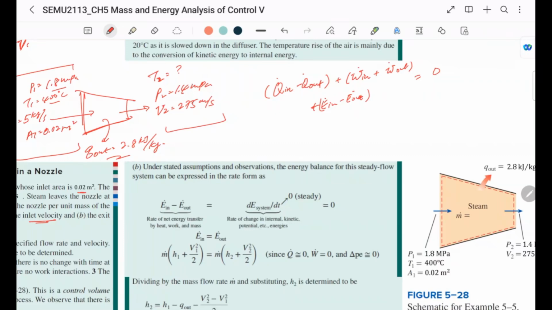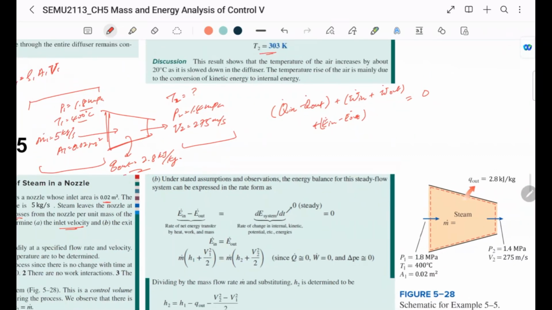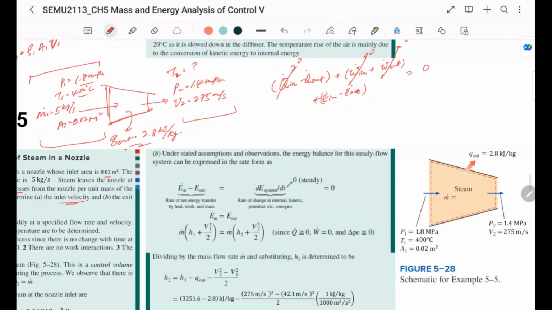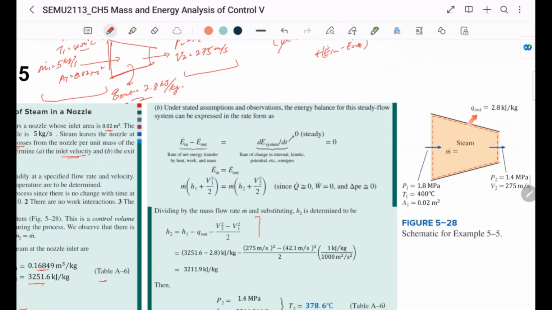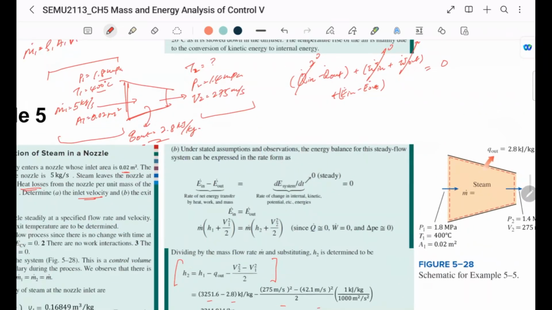Okay? And here, there is a Q out, there's no Q in. There's no work transfer because this is nozzle. Okay? So therefore, it gets reduced to this if we express it in specific terms. Okay? So then you plug in the number. You should be able to find out that the enthalpy at the outlet is how much. Okay?